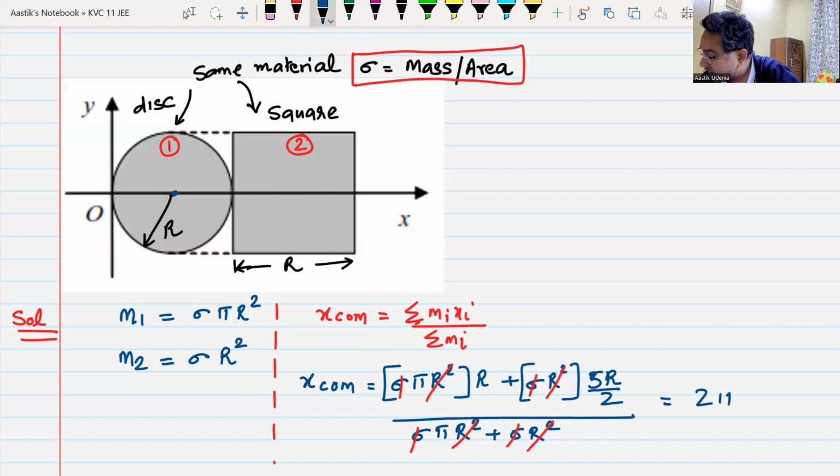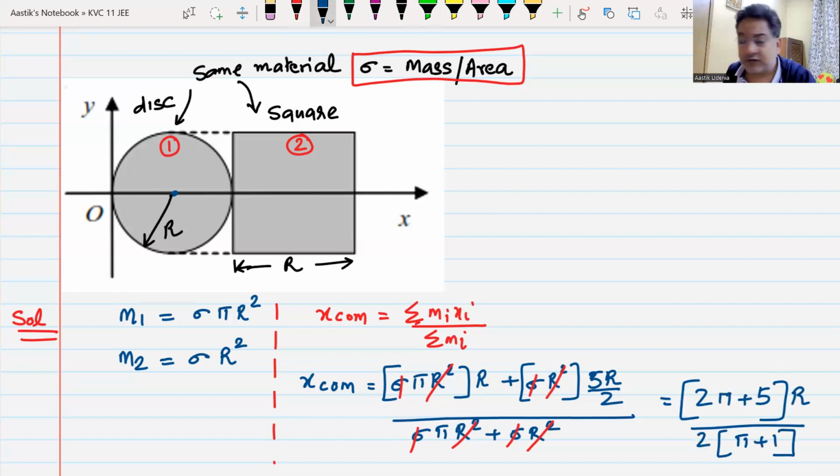2 pi plus 5 times r, divided by 2 times pi plus 1. This is the answer that you will get. Do we understand this? Yes or no?